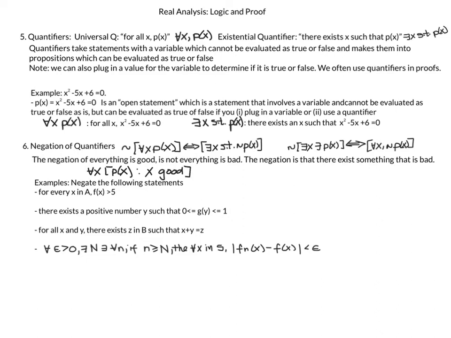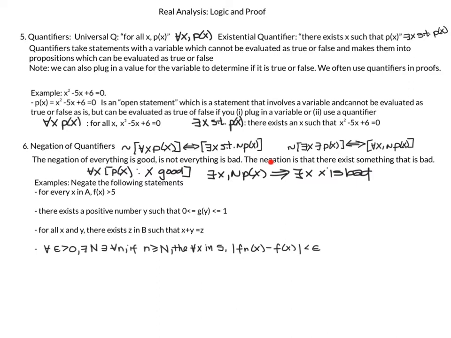But the negation of this statement is not that everything is bad. The negation, according to these rules over here, is that there exists x such that not p of x. In other words, there exists x such that x is bad. You only have to have one. It isn't that everything has to be bad.